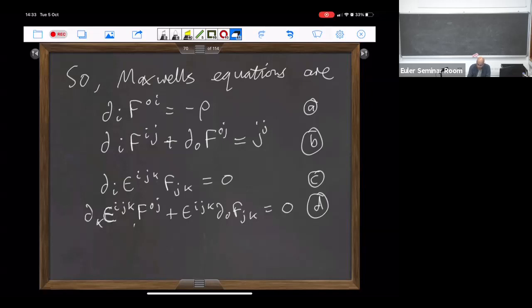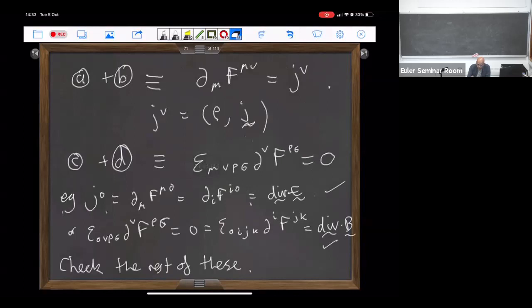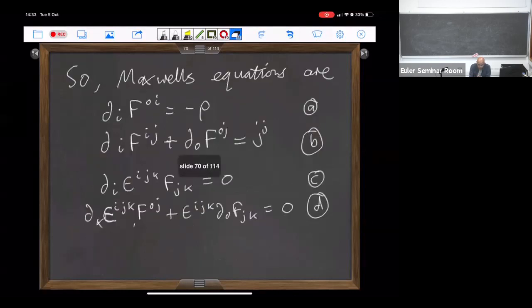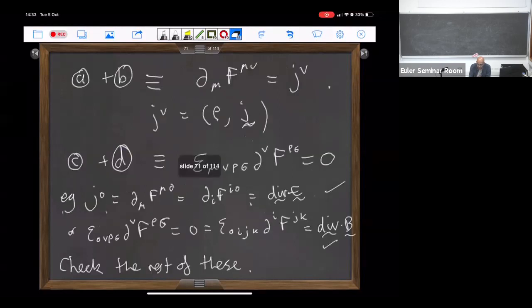Okay. So A and B, if you look at them, stare at them carefully enough, can be written into one Lorentz covariant expression, which is this expression at the top. For instance, this is 4 equations because there's one free Lorentz label, which is nu, the way I've written it here.